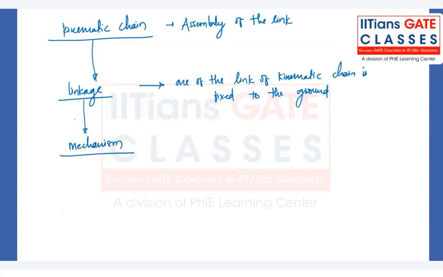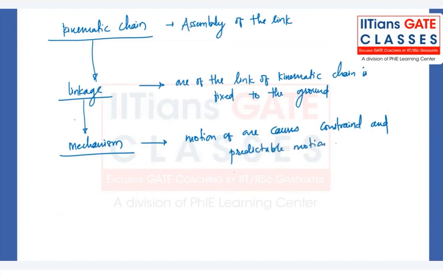And when we say it is a mechanism, if motion of any one of the movable links results in definite motion of the others, then that linkage is called a mechanism. Motion of one causes constrained and predictable motion of the others. Then we call it a mechanism. And we know if you combine mechanisms, we'll get a machine.